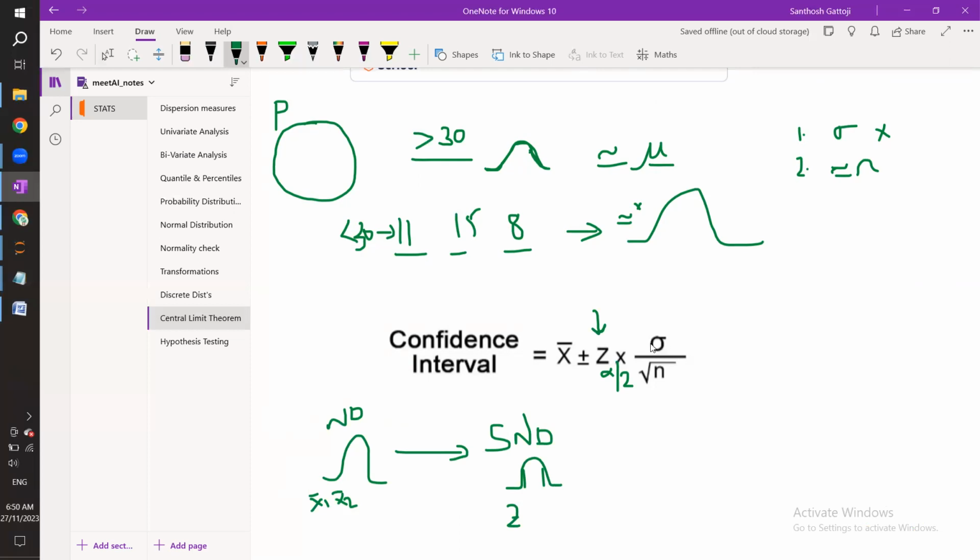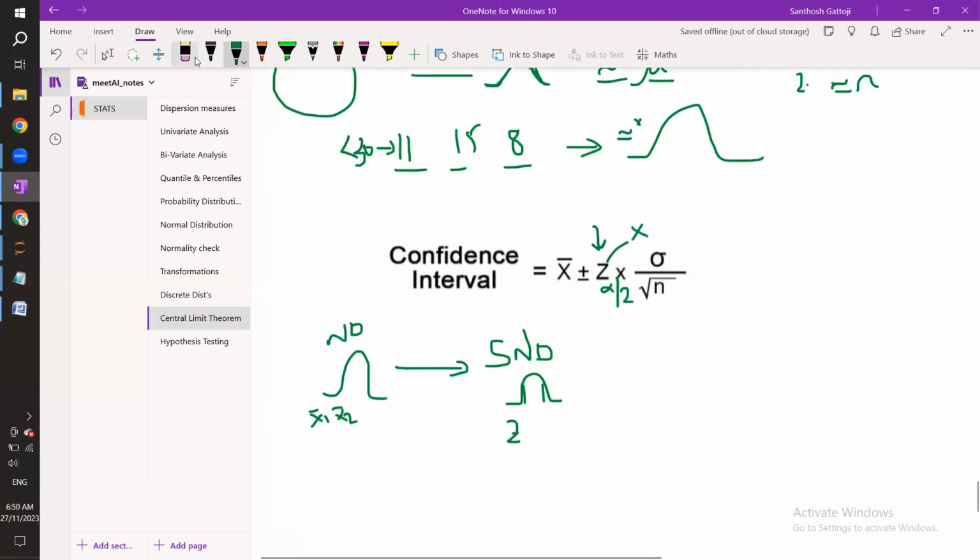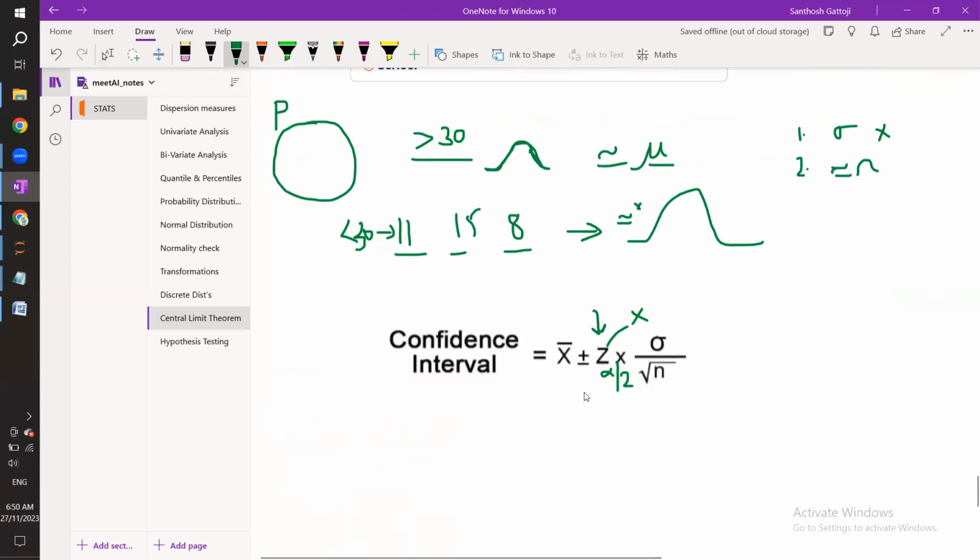And also now you don't know this sigma. And since you don't have the normal distribution, you will also not have this z. This is also not present because you don't have a standard normal distribution. Then from where will you get this z? So there are now two issues. So now we need to convert this formula accordingly.